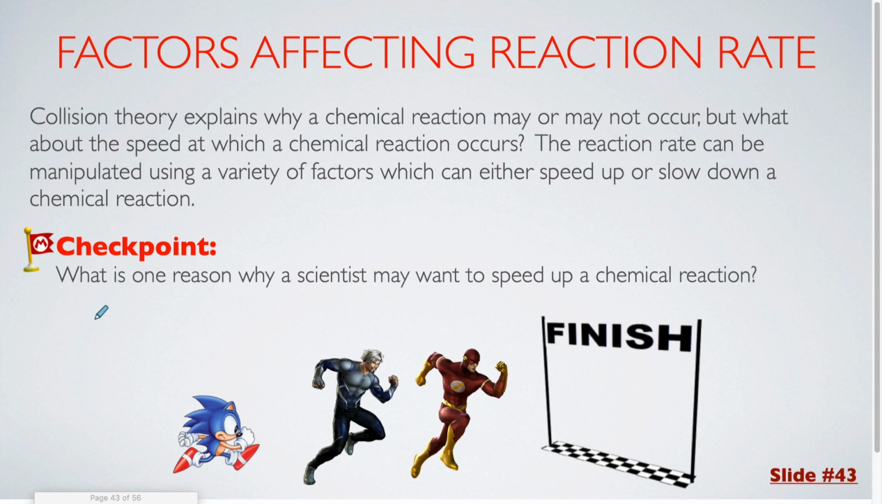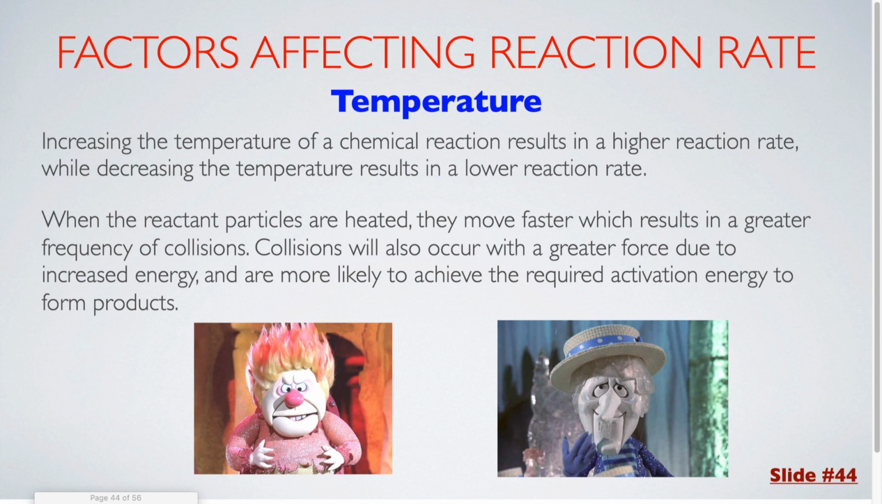A reaction might occur too slowly to actually see, so maybe they want to be able to see the reaction, or maybe they're trying to create products in an efficient manner because they need the product for some reason. Maybe they're trying to sell it if you're thinking about something like pharmaceuticals. Okay, next we're going to be going over some of those factors that can impact the reaction rate.